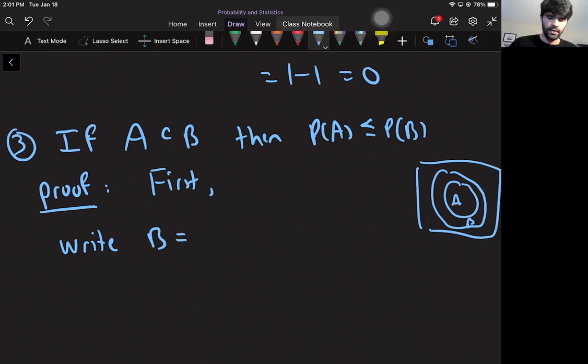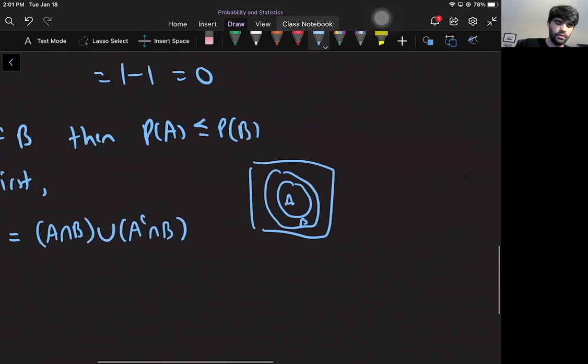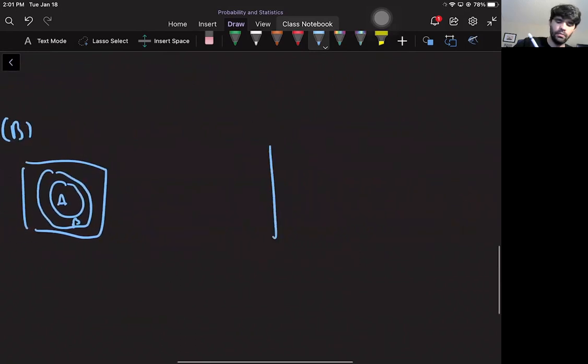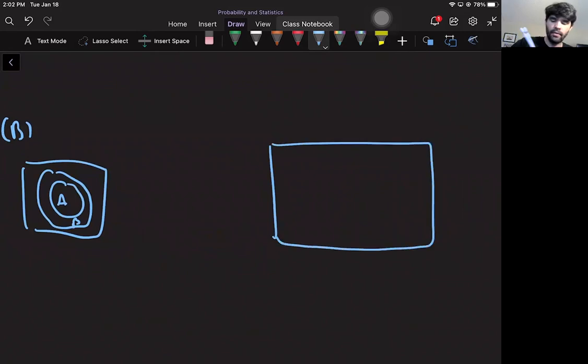So if you have a set and another set, you can break it into these two pieces like this that I'm going to do. So you can think about it as the stuff in B that intersects A, together with the stuff in B that intersects A complement. So let me just do a side picture to show you what this is all about.